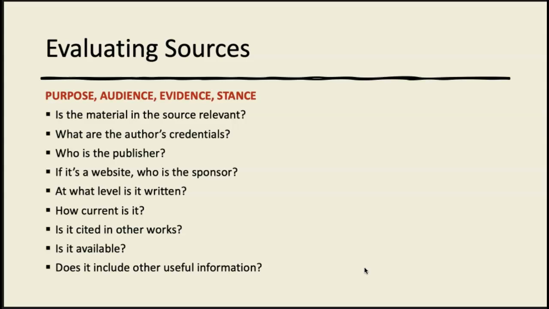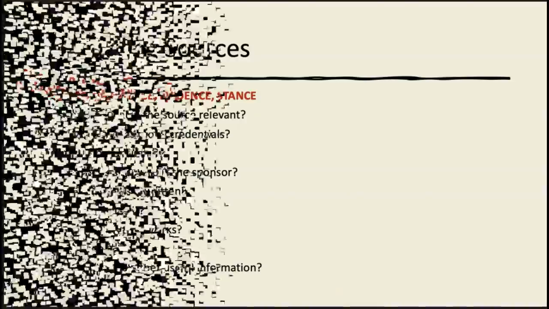Some websites, even a .gov website or a .org, can be sponsored by a certain organization or business that has an agenda. So you really want to be careful. At what level is this source written? How current is it? Is it cited in other works on this topic? Is it available? Can I get my hands on it and see the whole article? And does it include other useful information?